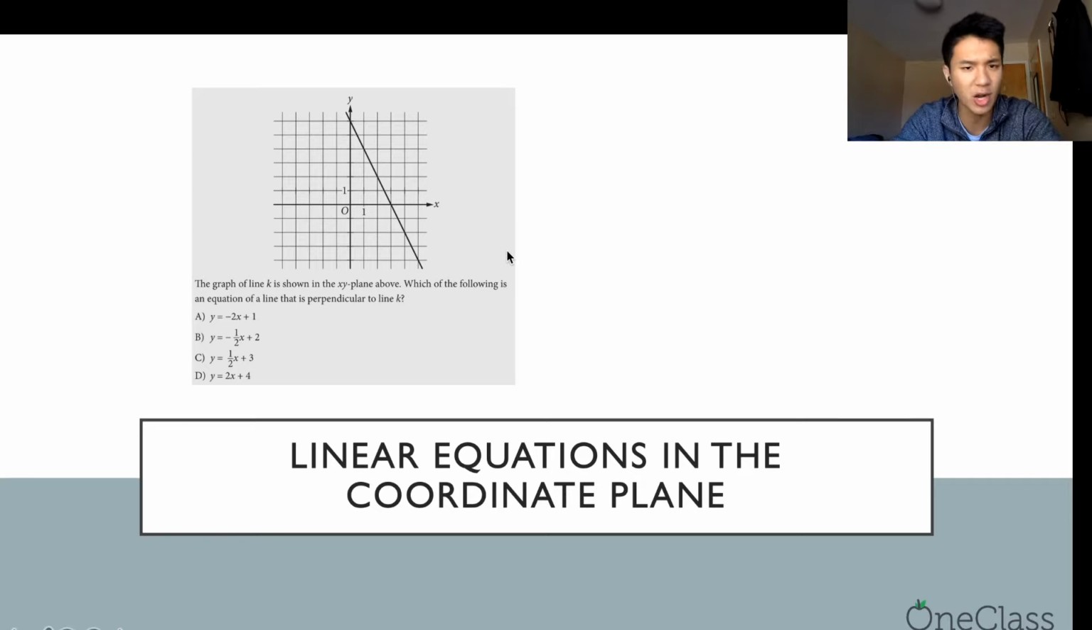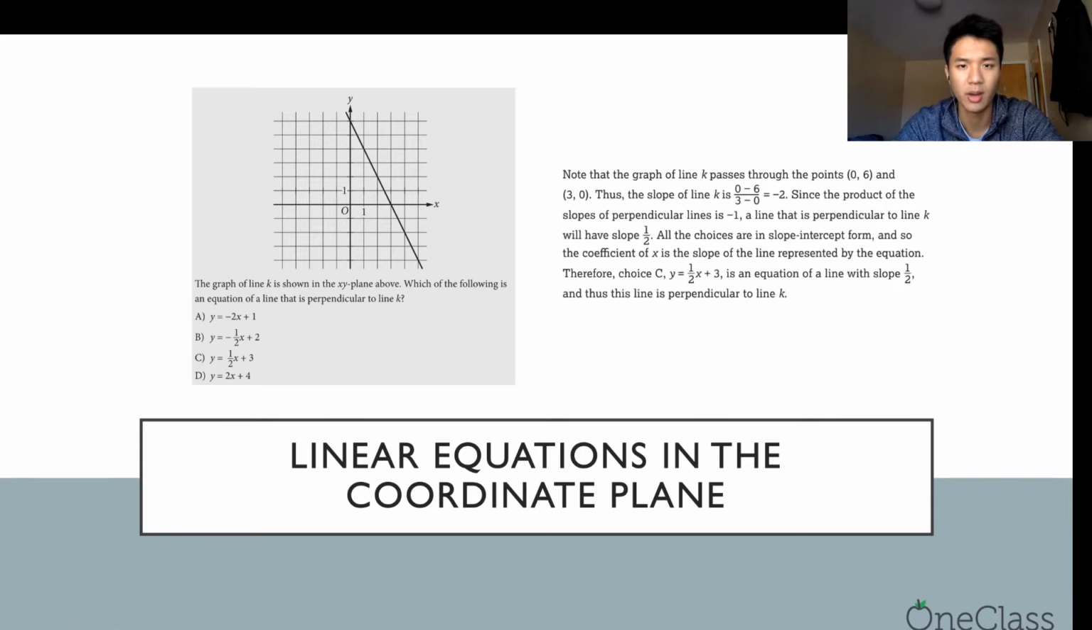And so what we just talked about in the last slide is, if we have two lines that are perpendicular, then the product of their slopes must be equal to -1. And so the first thing we have to do is say, okay, what is the slope of the line K? And for that we would go to the slope equation, which is m equals y2 minus y1 over x2 minus x1.